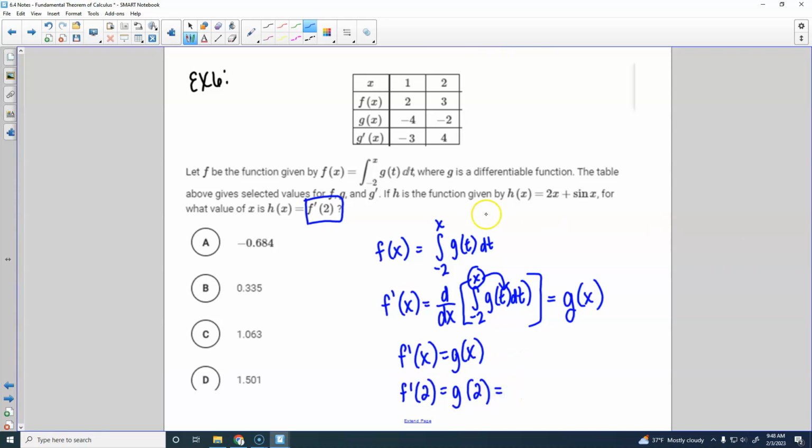And from our table, what is g of 2? g of 2 is -2. We're looking right here. So that is our f prime of 2. Right? Then we want to know where h equals f prime of 2. So h is 2x plus sine x, and we want to know where that equals -2.